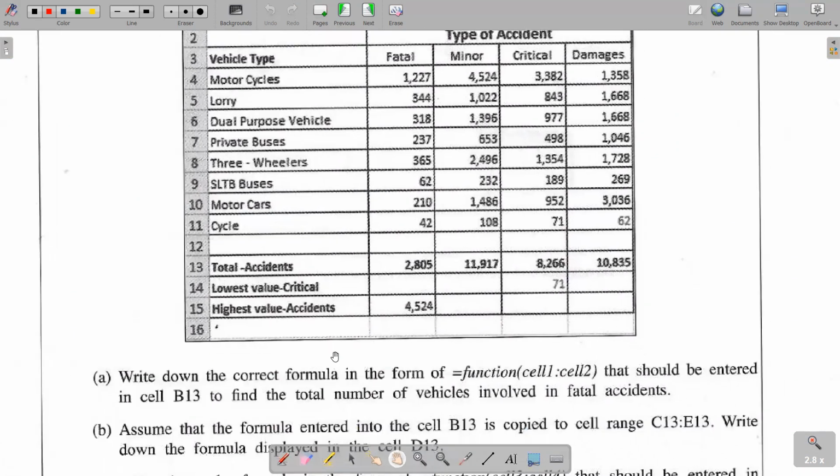So they say write down the correct formula in the form of function cell 1 colon cell 2 that should be entered in cell B13 to find the total number of vehicles involved in fatal accidents. So B13 means this particular place. Here you have to take the sum of the fatal accidents. So it's easy. This can be written as equals SUM, and the range is going to be B4:B11.